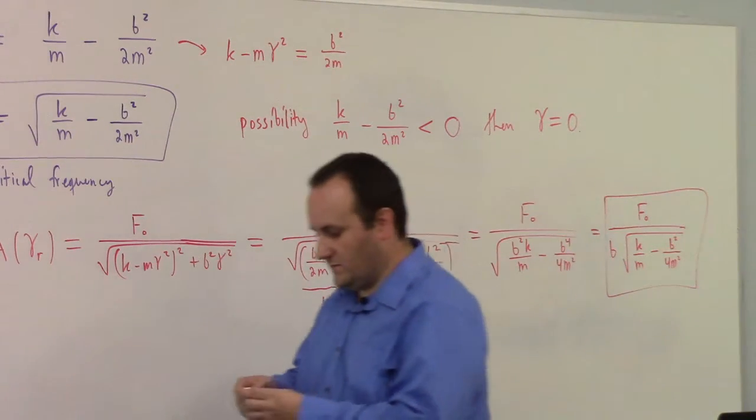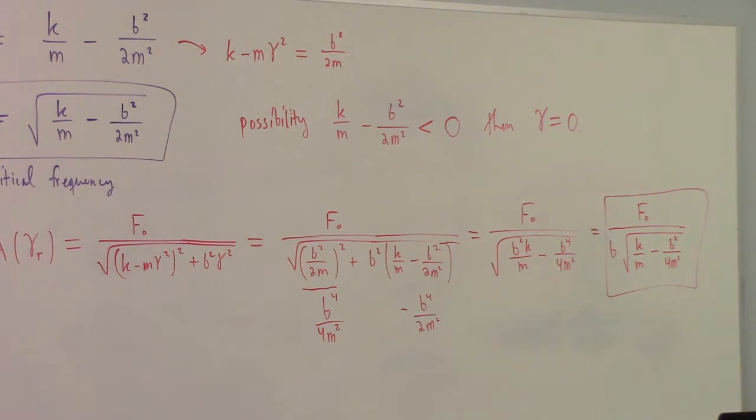He has some pictures of these things in section 4.9. See here, frequency response curves for various values of b. Anyway, I'm going to shut up about this. There you go.